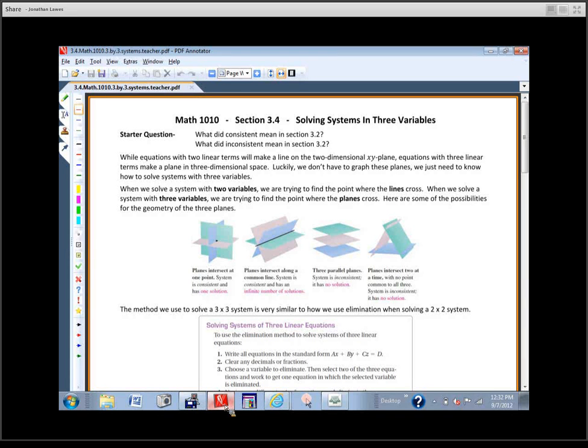Vocabulary word, we haven't learned a ton of vocabulary, but that's one of them you want to know. The word consistent means the system has a solution, or it has an answer. Then what does the word inconsistent mean? Please get this one right. This one means there's no solution. So consistent means it has a solution, inconsistent means it doesn't have a solution.